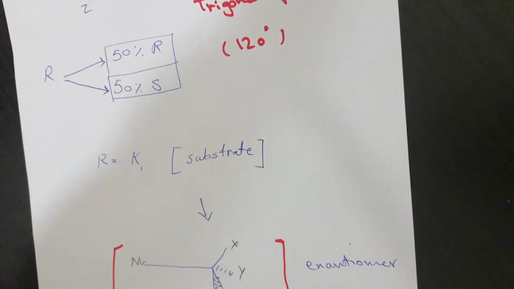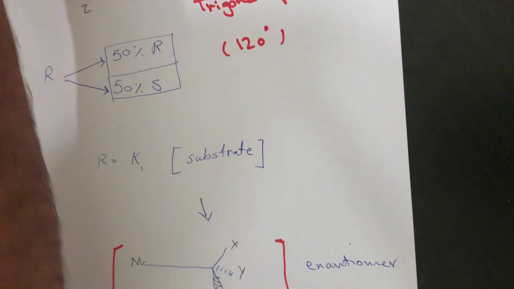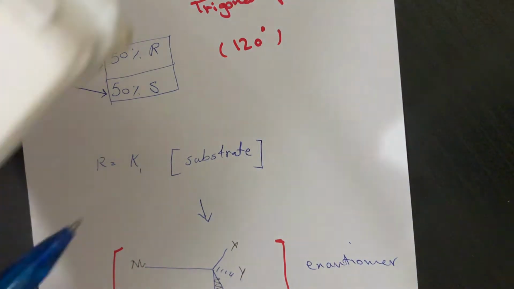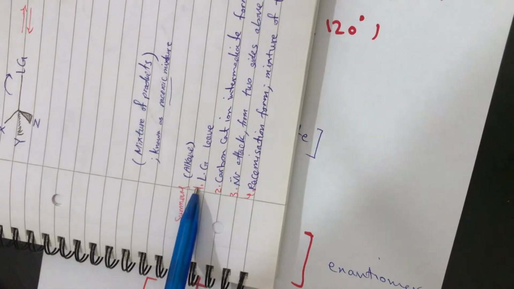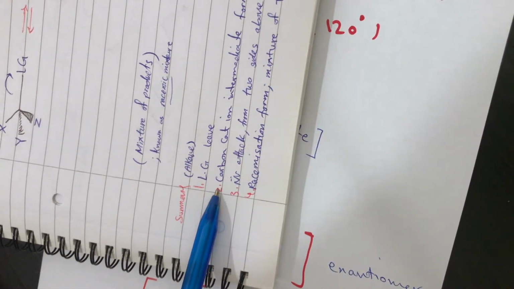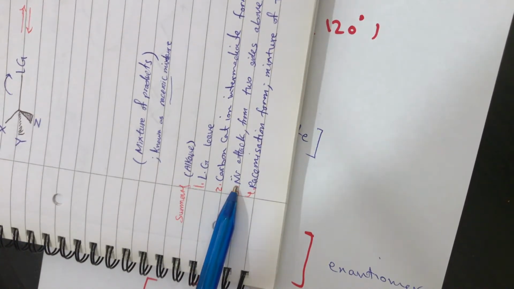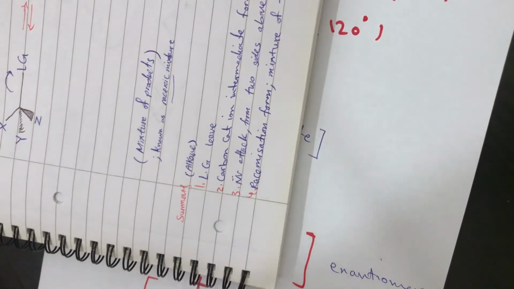So briefly, first, the summary. I can show you here in the summary we have: first the leaving group leaves, then a carbocation intermediate forms, then the nucleophile attacks from the two sides, and racemization forms.